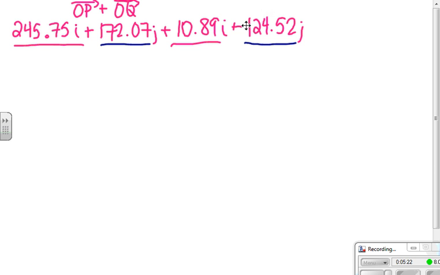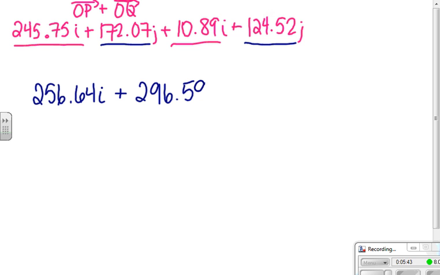So let's see, 245.75 plus 10.89 gives me 256.64 i. And then my j's added together are going to be 296.59 j. So now we have our resultant vector, and we need to see if it wants it in any particular format or if I've answered the question that it's being asked.